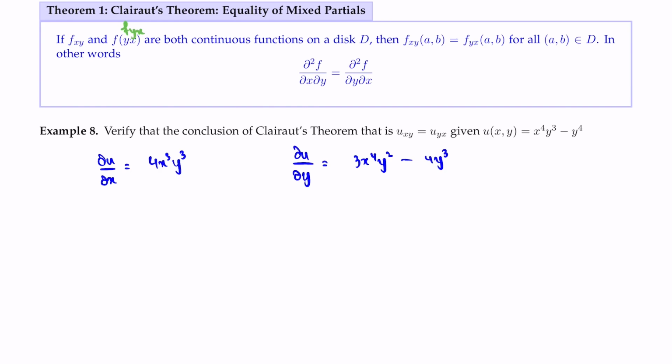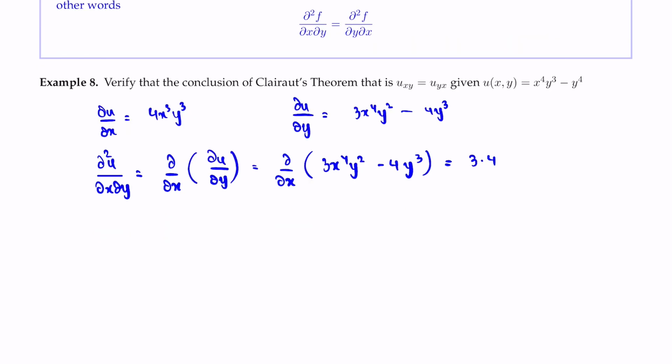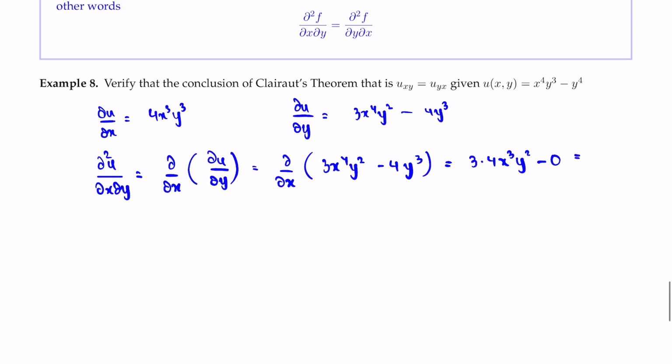For the mixed partial derivative, you do partial squared u, partial x, partial y, and you have partial x of partial u partial y. That is partial x of 3x to the 4th times y squared minus 4 times y cubed. So in this context, y is a constant and you take the derivative with respect to x only. And you get 3 times 4 times x cubed times y squared minus 0 because the partial derivative of this constant with respect to x is equal to 0. And you simplify the result, you get 12x cubed times y squared.